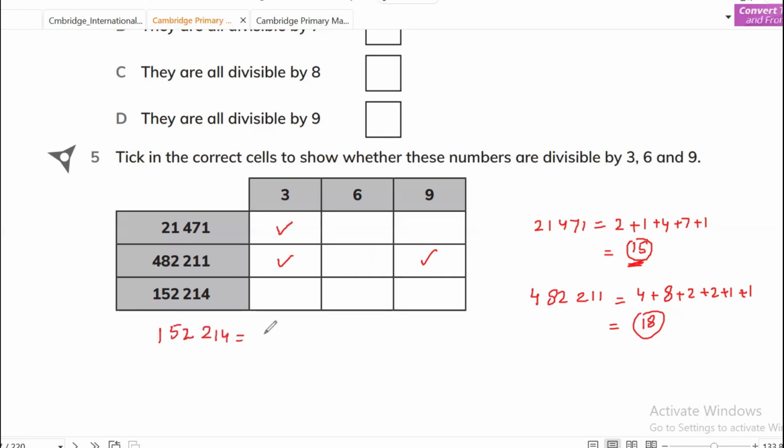Next, 152,214. Once we add all these digits, 1 plus 5 plus 2 plus 2 plus 1 plus 4, it gives 6 plus 2, 8 plus 2, 10, 11 plus 4, 15. So 15 is divisible by 3. So it is divisible by 3. And it ends with 4, so it is divisible by 6 also.